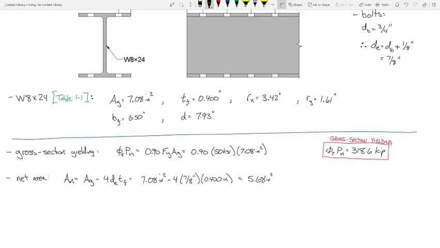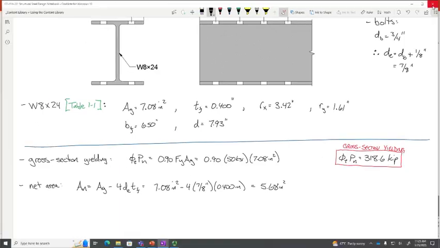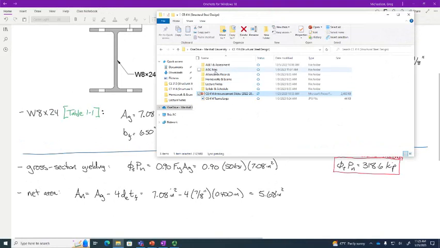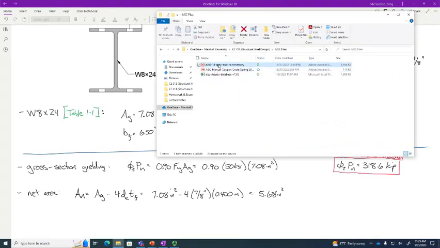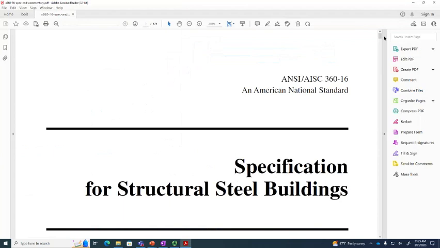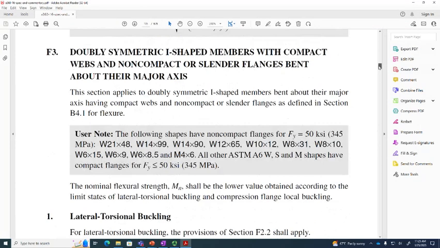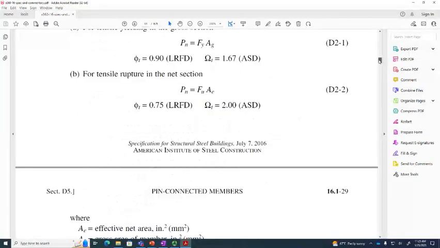Okay. So let's go back here. We've got that figured out, that figured out, that figured out. Now the shear lag factor, right? The shear lag factor means we got to open up table D3.1. So let's go to my AISC files. I'll pull up the spec here, because I posted this on Blackboard, so everybody has this. Let's go to chapter D.